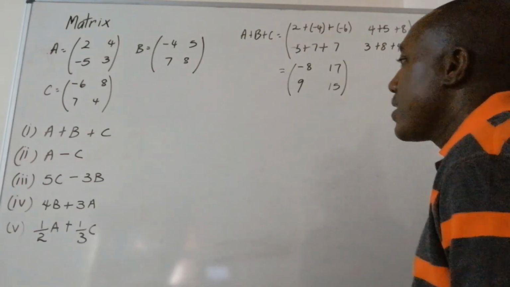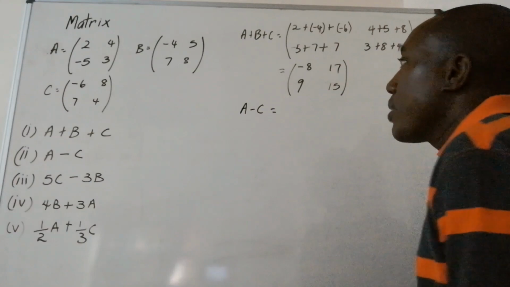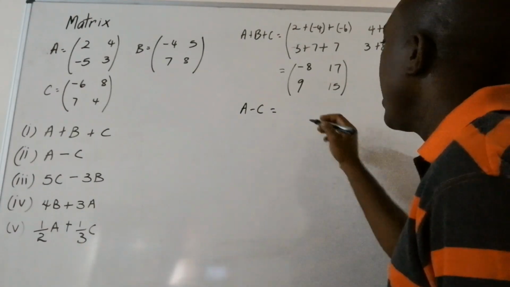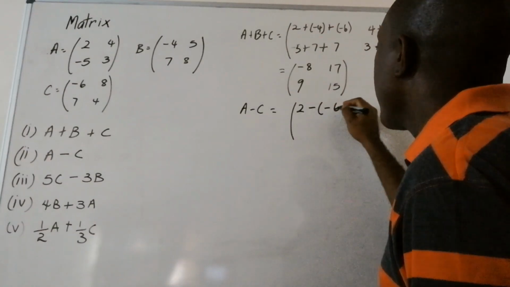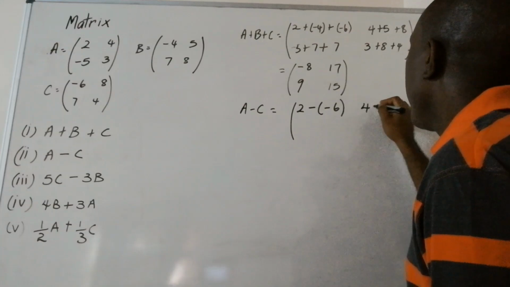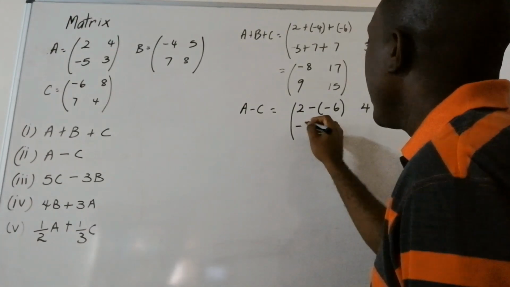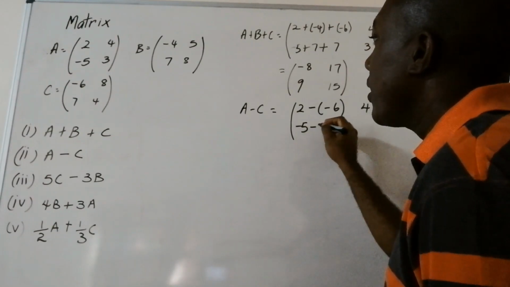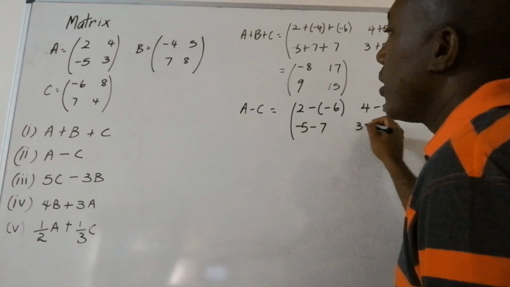Next one we are asked is A take C. So we're subtracting C from A. That will be 2 take negative 6, then 4 take 8, minus 5 take 7, and 3 take 4.